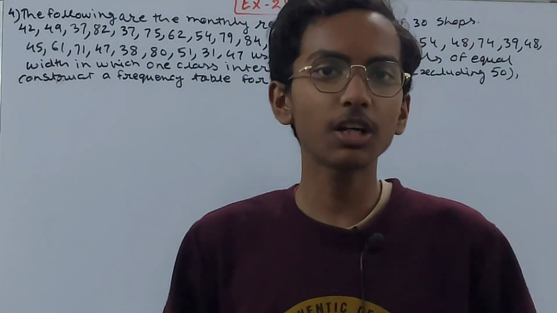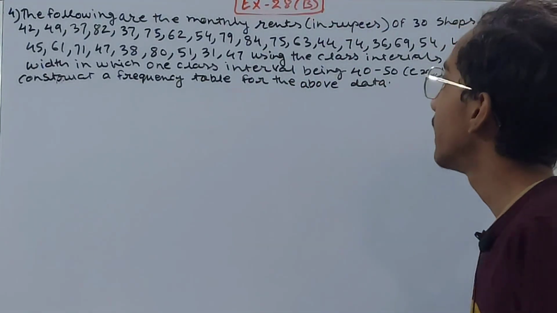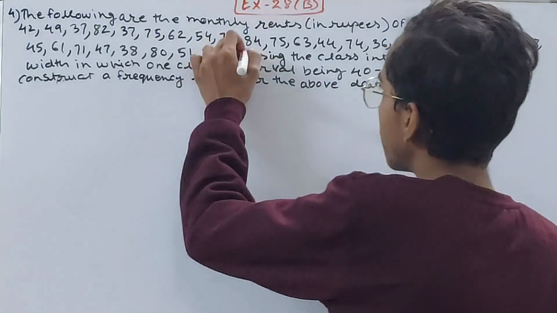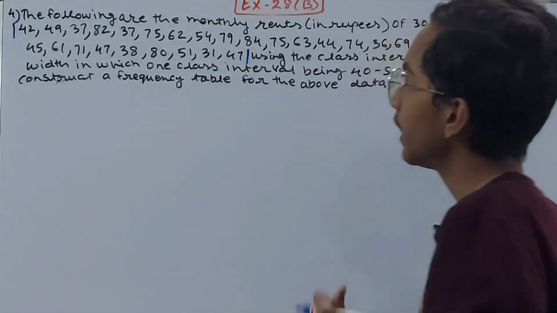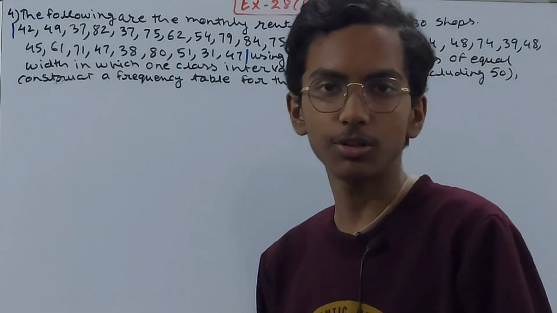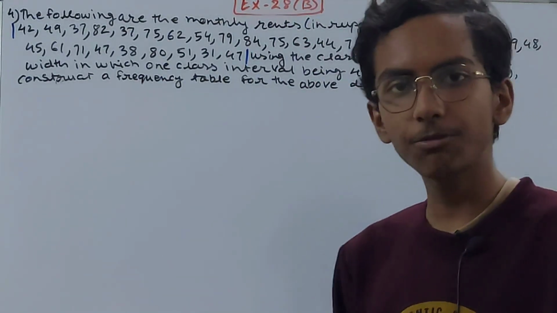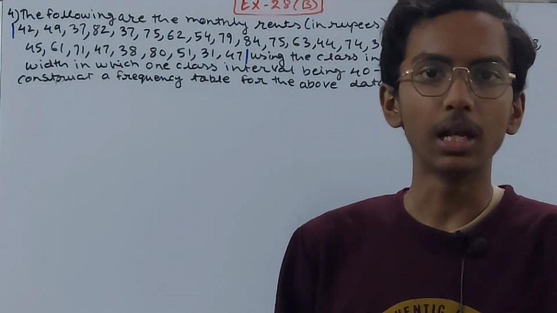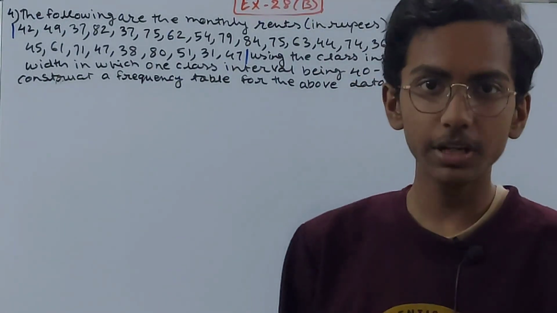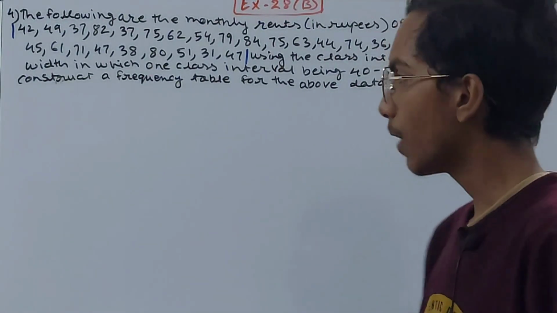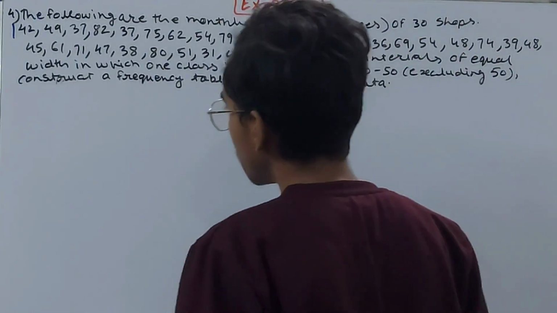So we have to construct a frequency table for the data that we have got, right? This is your data, from 42 till 47. The rents of 30 shops are given to us. We have to construct their frequency distribution table. This is the first time we are constructing the frequency distribution table for such type of data, that is grouped data, right? So how are we going to do a grouped frequency distribution?